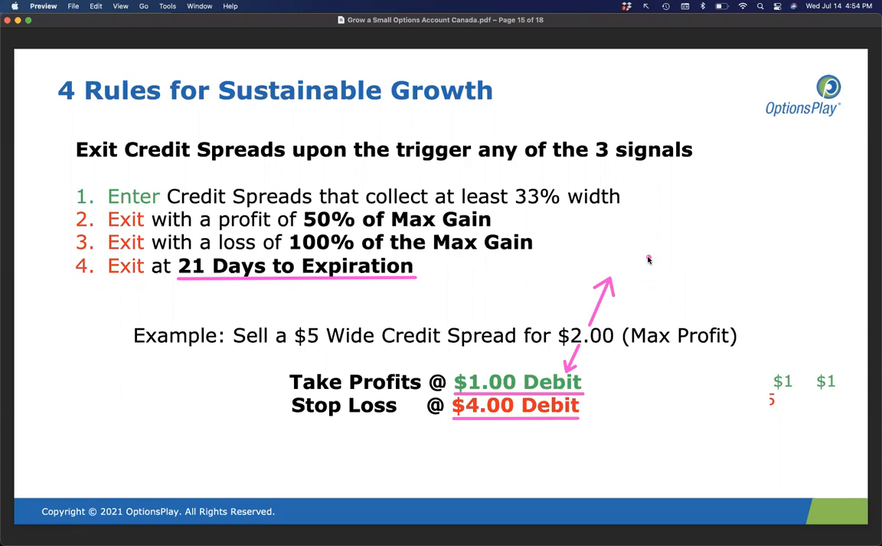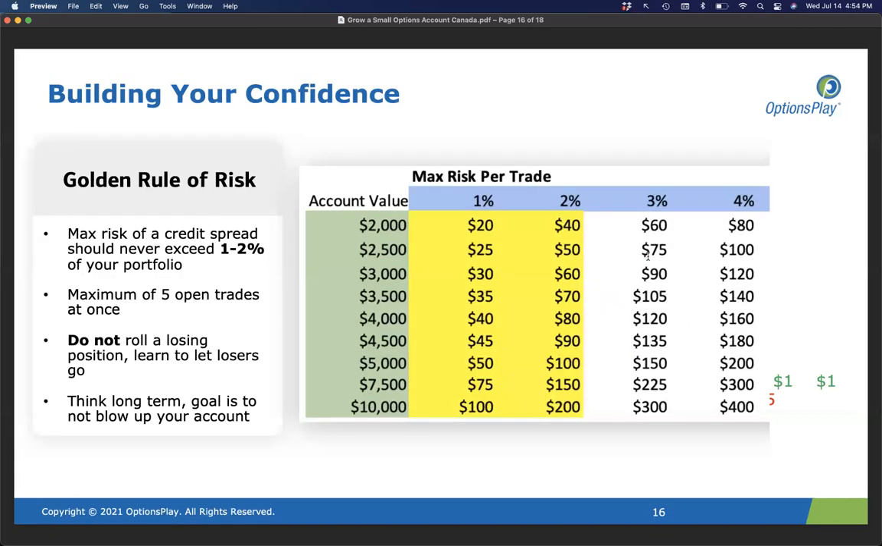It should be more of a mathematical probability-based approach as to what you do in each scenario, whether you stay in the trade, whether you exit the trade. They should not be based on emotions. They should not be based on where you think the markets are going. It should be based in math. And that's what these rules are here for you to do.